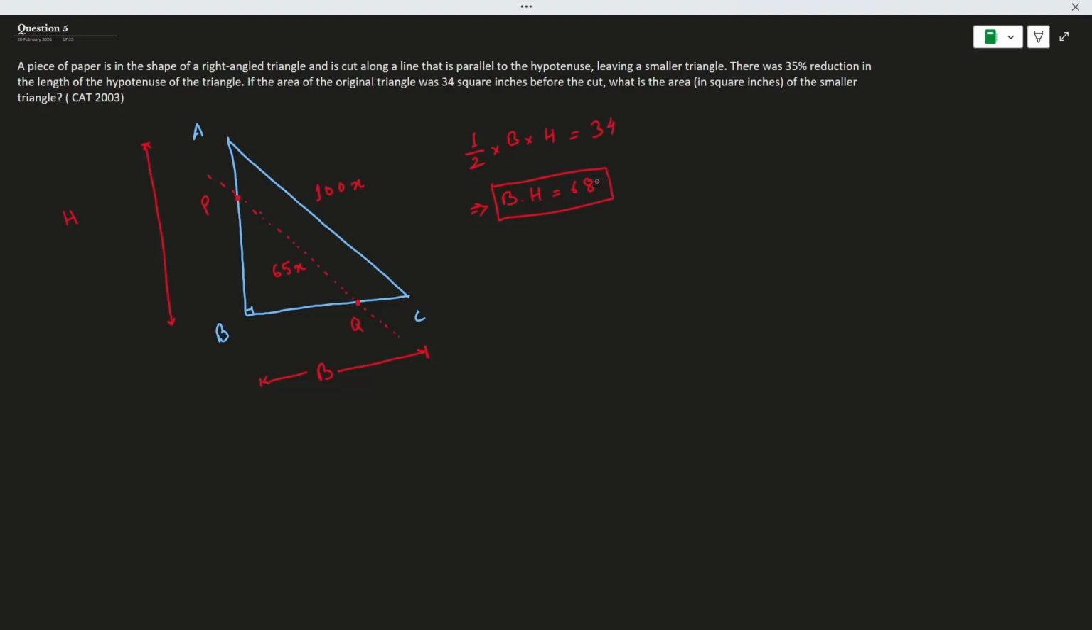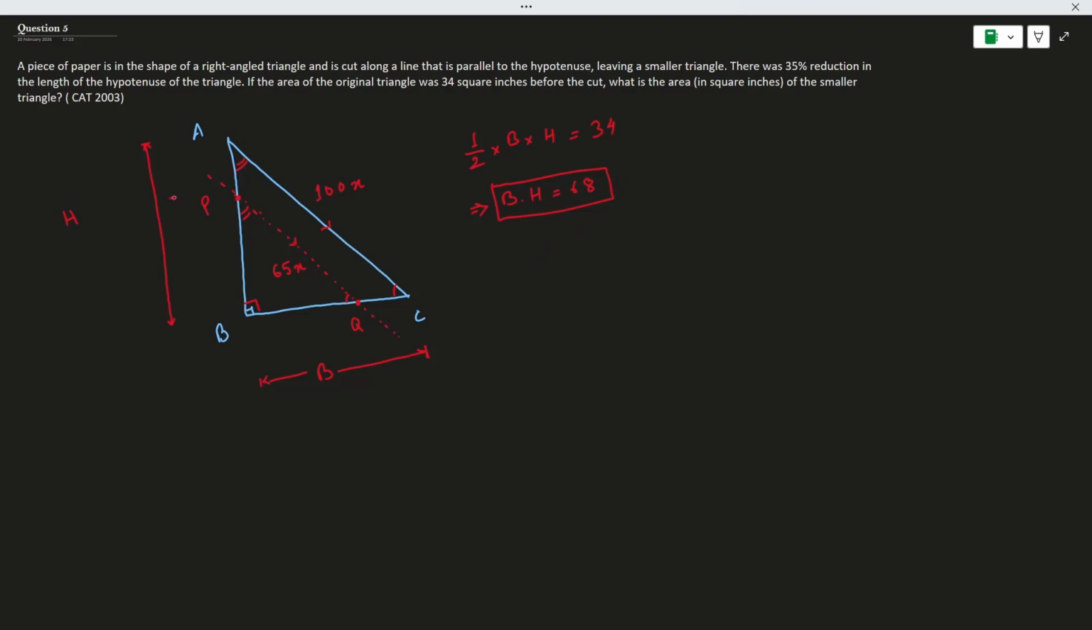What is the area of the smaller triangle? We have to find the area of the smaller triangle. Now see, this is parallel to this, right? We are given that. That means this angle will be equal to this angle, this angle will be equal to this angle, and 90 degrees is the common angle. So these two triangles are similar to each other, so the ratio of their corresponding sides will be equal.